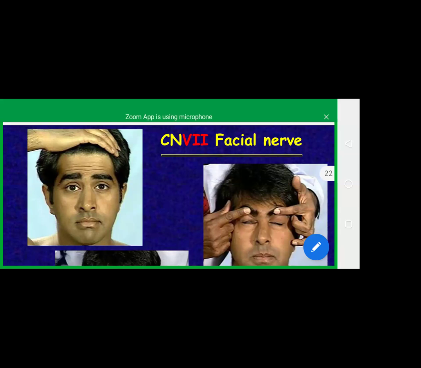You can see that it is symmetrical. It's the same on both sides, so the groove is preserved. There's no deviation of the angle of the mouth, and the man is able to wrinkle his forehead. So it's completely fine. There's no facial nerve deficit in this patient. But if there's deviation of the angle of the mouth towards one side, and disappearance of the nasolabial groove, and the patient is not able to wrinkle the forehead, that is a cranial nerve deficit.